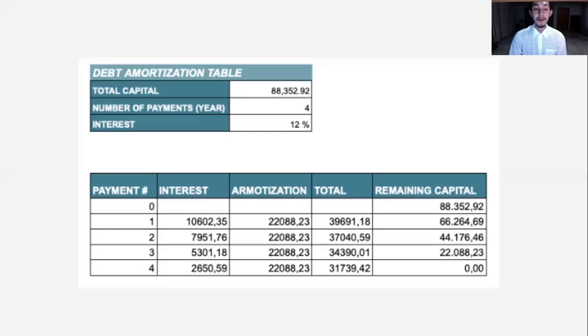Here we have our table beginning with the total capital, the number of payments done yearly, which is 4, the interest rate, which is 12, and the bottom table begins with the payment number, the interest, the amortization total, which will be deducted each year, the total of that payment, and the remaining capital. If you follow down to year 4, you can see the remaining capital is 0, which is when the last payment should be made.